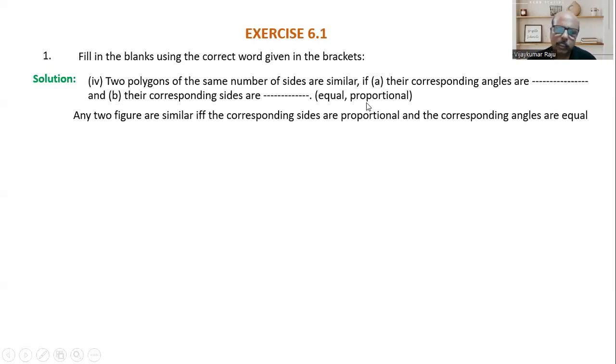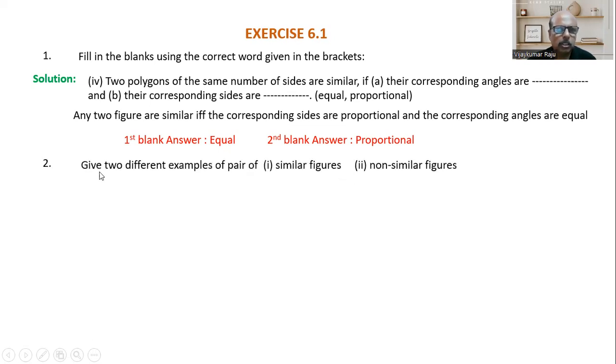Now what is the definition of similarity? Sides must be proportional, angles must be equal. So any two figures are similar if and only if the corresponding sides are proportional and the corresponding angles are equal. So in the first blank the answer should be equal, and in the second blank it should be proportional. Sides are proportional, angles are equal. Clear? Now let's go to question number 2.